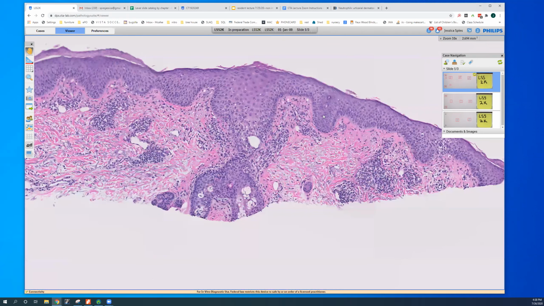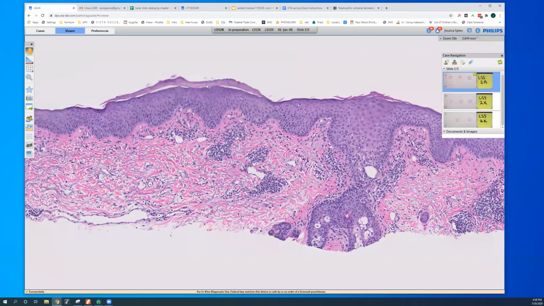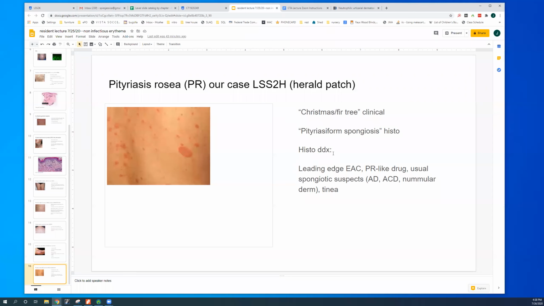So unless you have the clinical history, you might think of PR with this mound. You might suggest it to the clinician if they weren't thinking about it. But there are other entities that could have this histologic appearance. And that differential is the leading edge of erythema annulare centrifugum, which we went over earlier. Pityriasis rosea-like drug eruption, and then the usual spongiotic suspects: atopic, contact, nummular dermatitis, obviously with the clinical history, and then tinea. You always want to do a PAS stain if you see spongiosis and stratum corneum change.